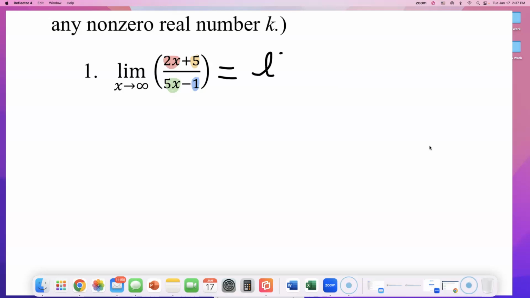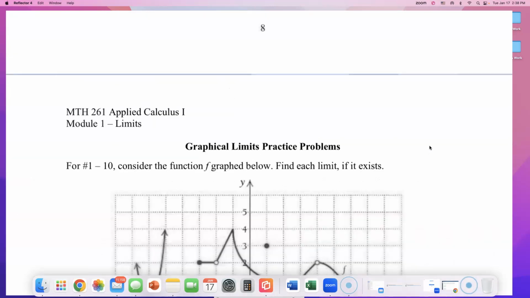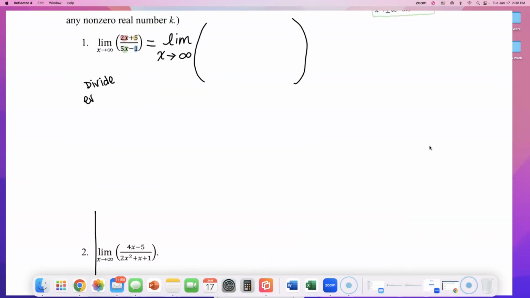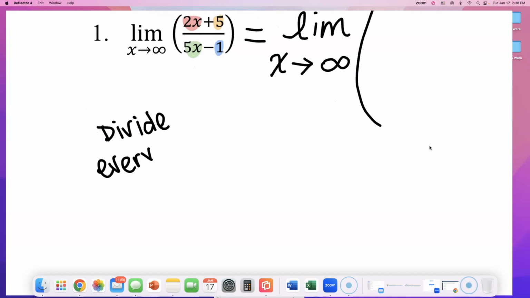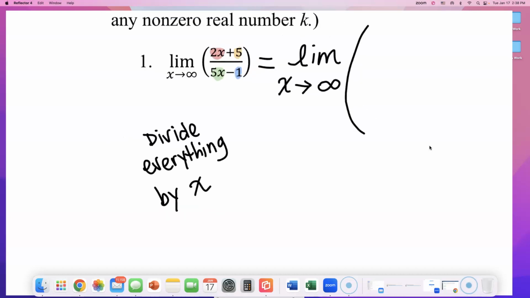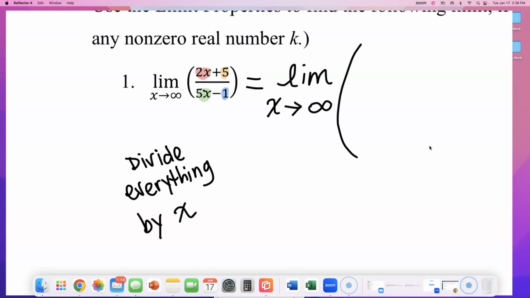Keep writing this limit notation. Limit as x approaches infinity. But now, you're going to divide everything by x. So I'll write that down. That's my plan for right now. Divide everything by x. Sorry, my tablet just freaked out for a second. Okay? And if you're wondering, why are you dividing by x? Because x had the biggest exponent in the bottom of the fraction.